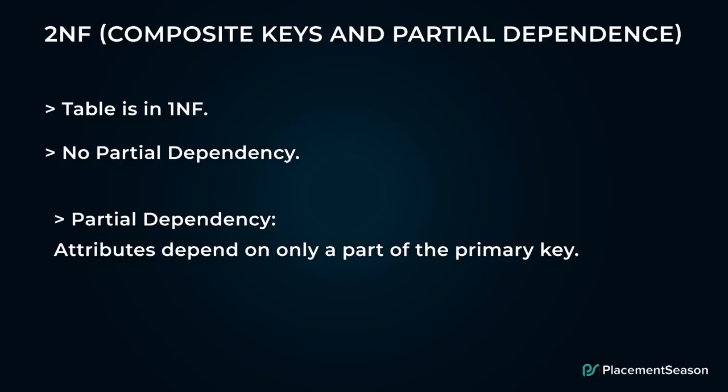So to understand the partial dependency, first we should know what is composite key. For a table, if it has more than one column as its primary key, then we can call it a composite key. If any of the attributes depends on only a part of the primary key, then it refers to partial dependency. For the table to be in second normalization form, this partial dependency needs to be removed. Let's look at an example.